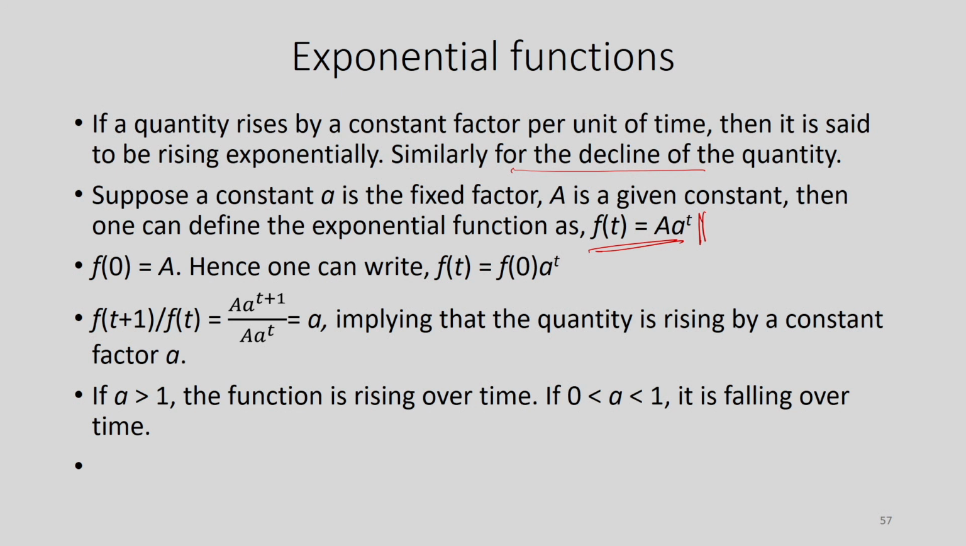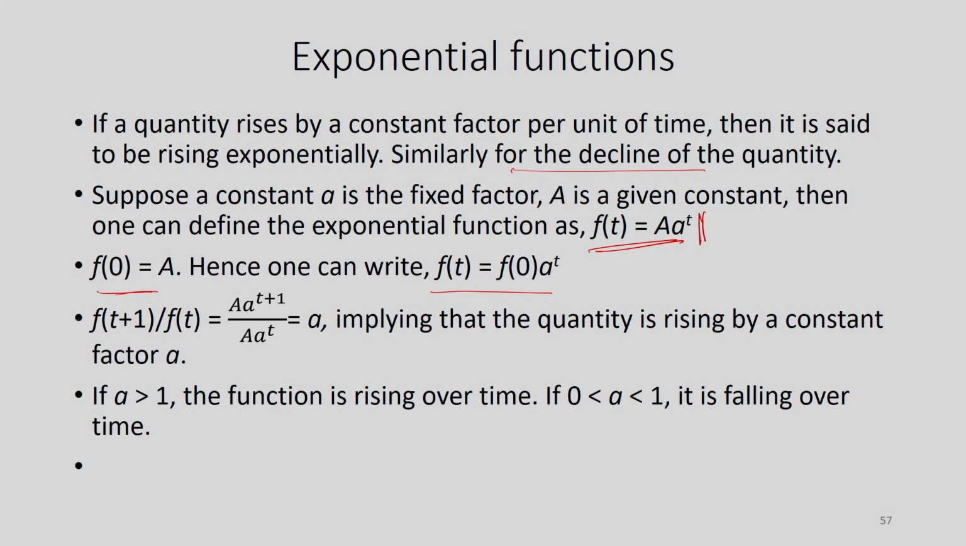Now, first look at this form and put t is equal to 0. If you put t is equal to 0, then you get f(0), and that is equal to capital A, because small a to the power 0 is 1. Now, if capital A is equal to f(0), then I can substitute that here, and I get f(t) is equal to f(0) multiplied by a to the power t.